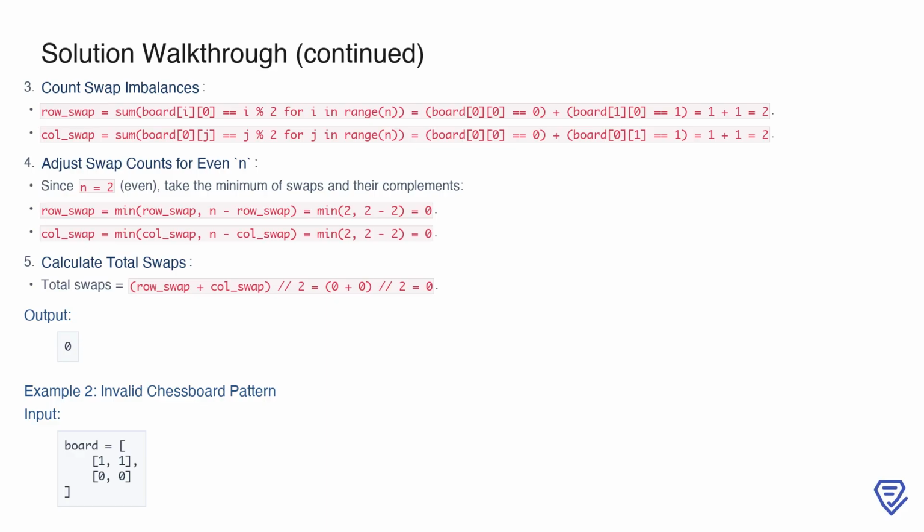Since n is even, we adjust these counts by taking the minimum of the swaps and their complements. This adjustment gives us row_swap and call_swap as 0 each. Finally, the total number of swaps needed is calculated as the sum of row_swap and call_swap divided by 2, which results in 0. Thus, no swaps are needed to transform this board, and the output is 0.